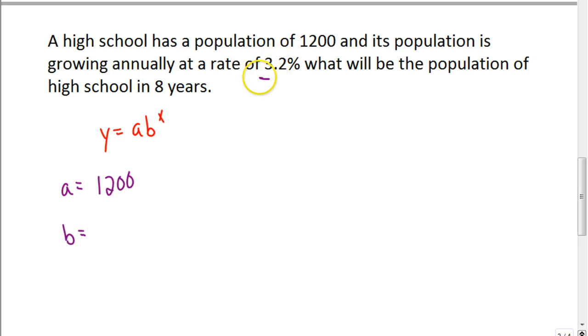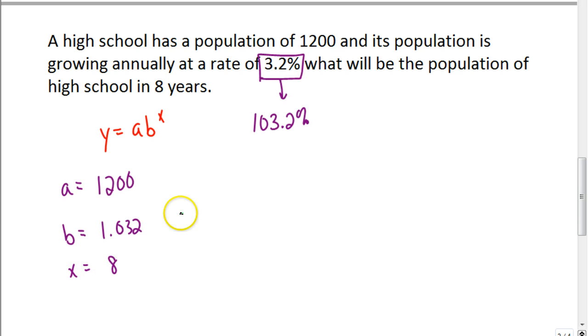Now, our growth rate is 3.2%, but remember, we're growing at a rate of 3.2%. So we have to add 100 to that, so it would be 103.2%, which as a decimal is 1.032. And our time is going to be in years. Our time is going to be 8. So we're going to plug this information into our equation. So it's going to be y equals 1,200 times 1.032 to the 8th power.